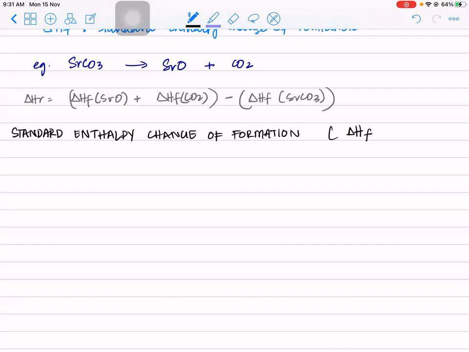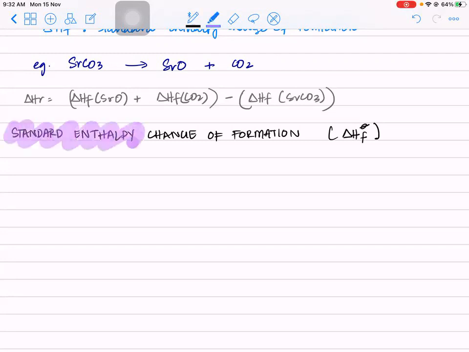And because it is under standard conditions is why I put this sign right here, which is phi, which represents standard conditions. So this would be what? Enthalpy change of formation, and because the conditions are standard, hence the phi. Now, what do you mean by standard conditions?